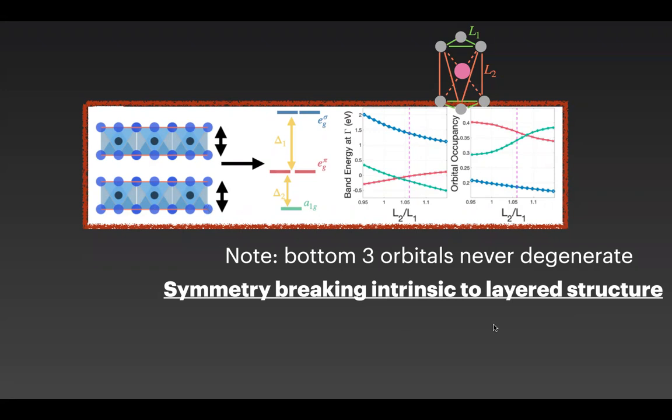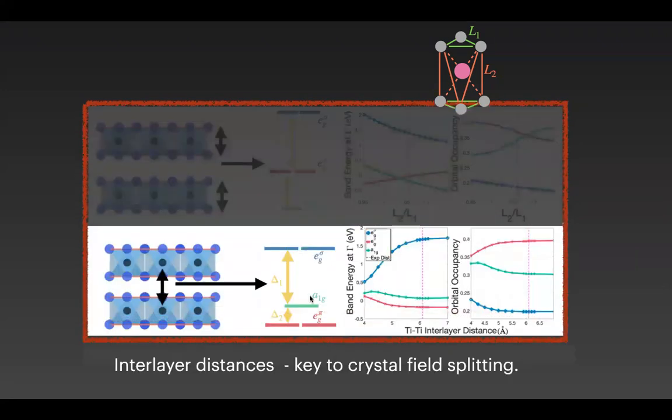Hopping is suppressed along Z. The interlayer distances are key to the crystal field splitting as well, as you can see here. And they become asymptotic.